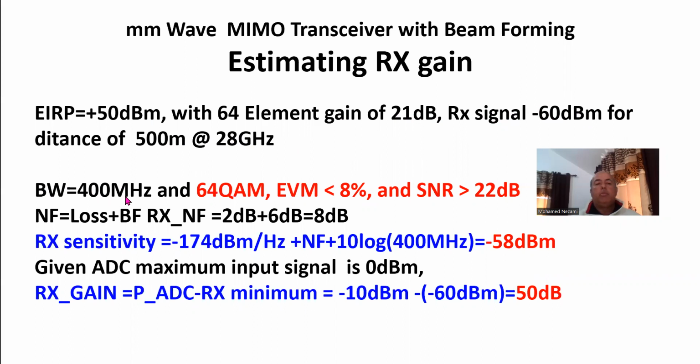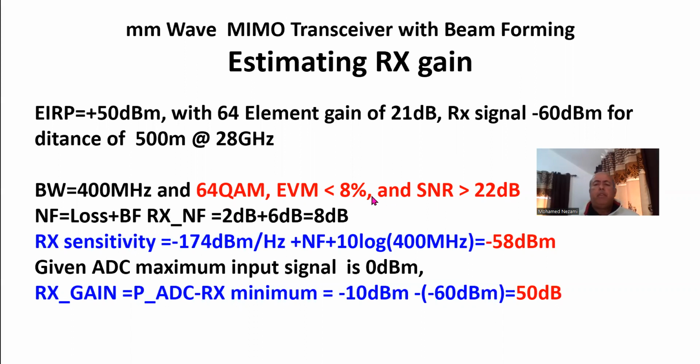Now, the signal assumed has a bandwidth of 400 megahertz, 64 QAM, and therefore you need 22 dB of signal to noise ratio. And you've got your ADC, of course, it's 12-bit. The one I'm using here is the ADI 9085, 9091. It's a few slides away from here, we covered it.